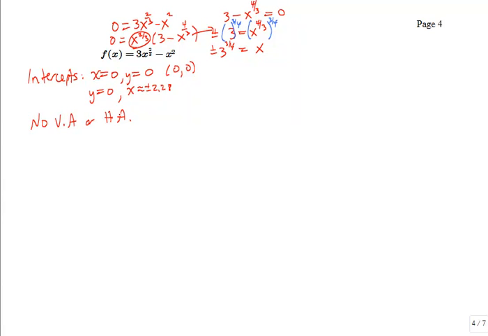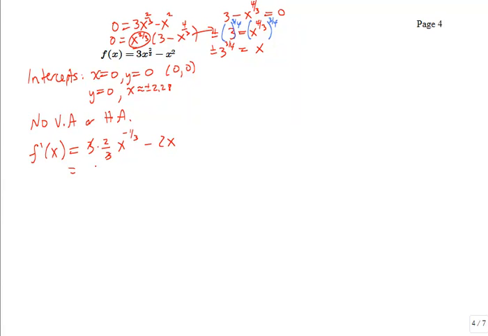So we're ready to just go right and jump into our derivatives. So let's find f prime of x. So the derivative of 3x to the 2/3. I'm going to leave the 3 where it is. I'm going to bring down the 2/3 power, and when I subtract 1 from the power, 2/3 minus 1 is negative 1/3. And then I'm going to subtract from that the derivative of x squared, which is 2x.